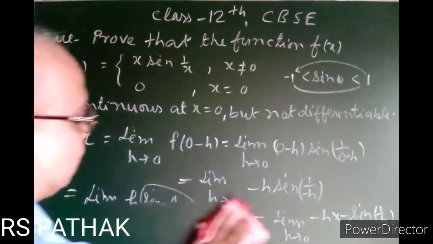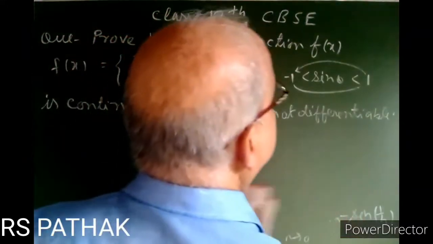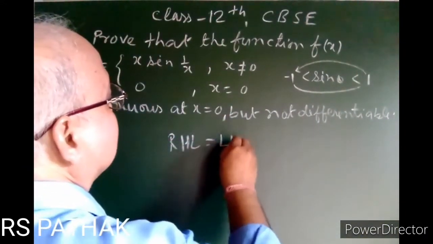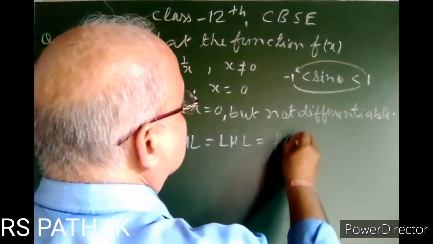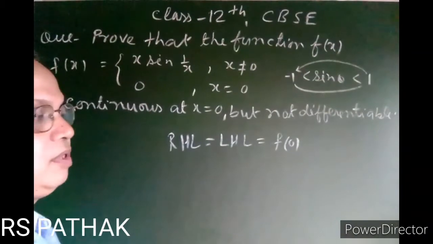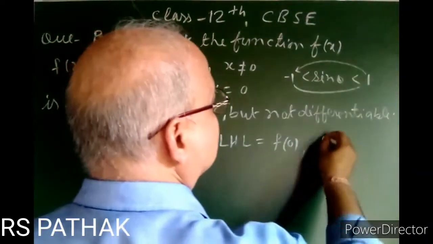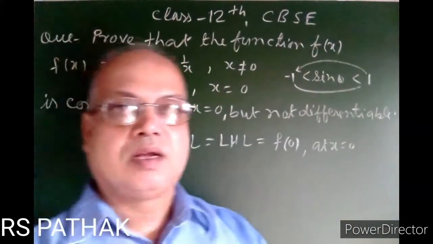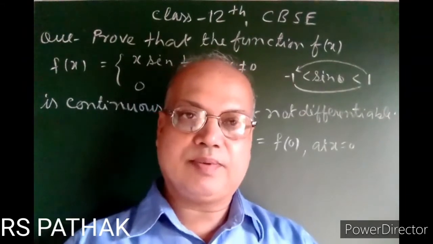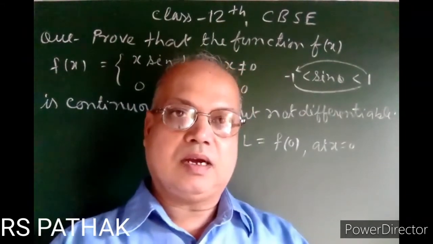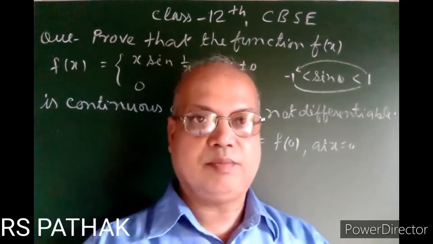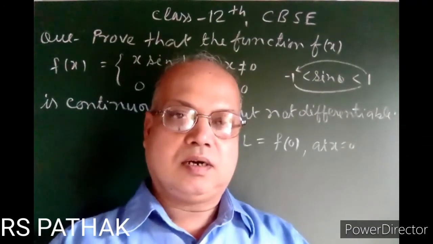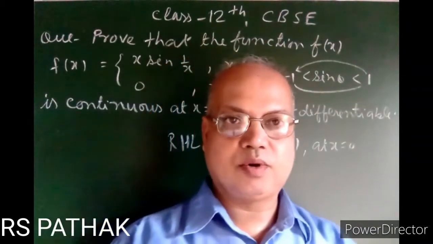Here we are seeing that the right hand limit and the left hand limit are both equal to 0, and the value of the function at x = 0 is also 0. Therefore, the limit of the function exists. Now we have proved the function exists and is continuous, because the right hand limit, left hand limit and the value of the function, all three are the same. Therefore, the function is continuous.